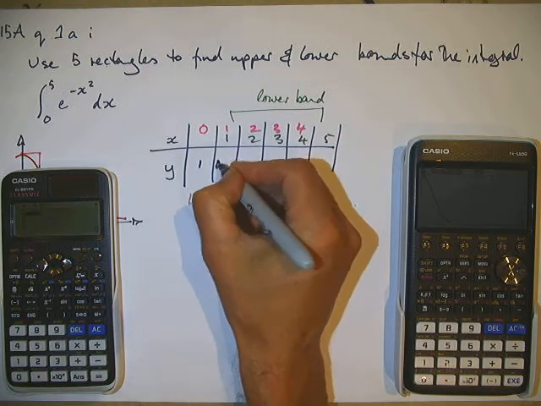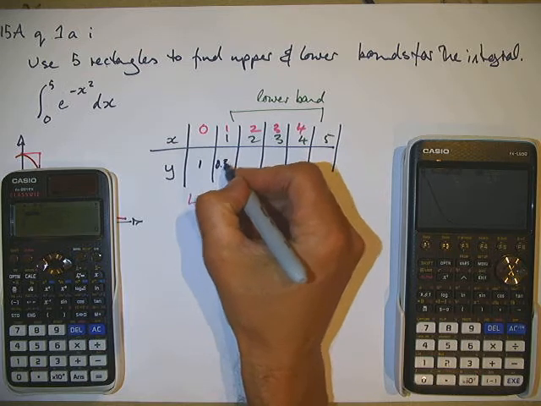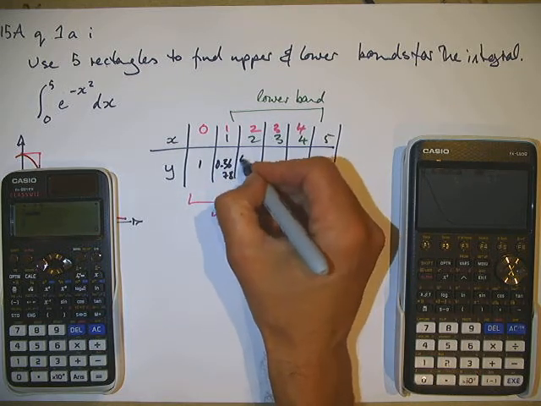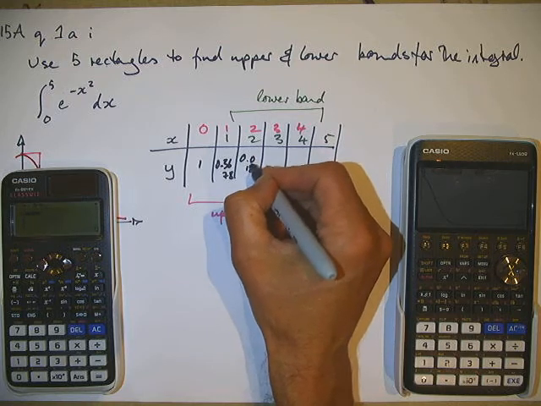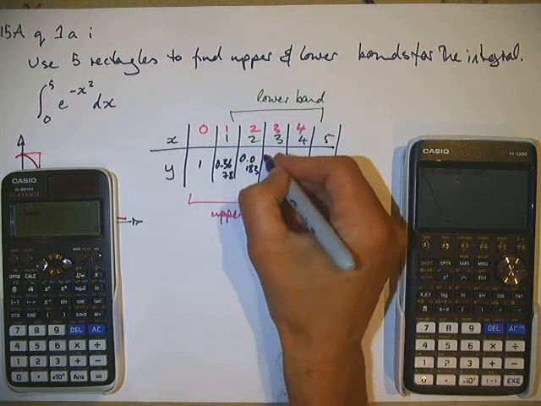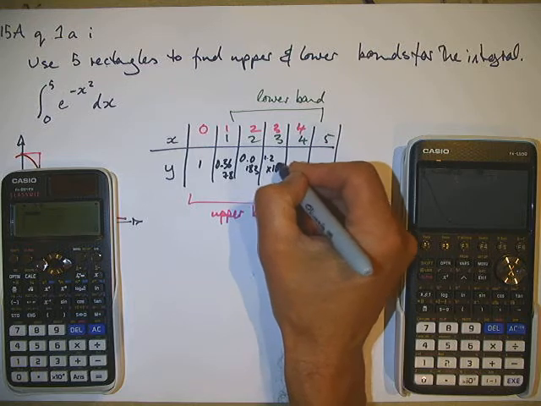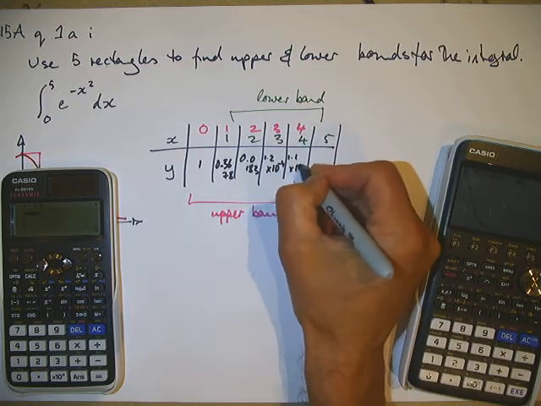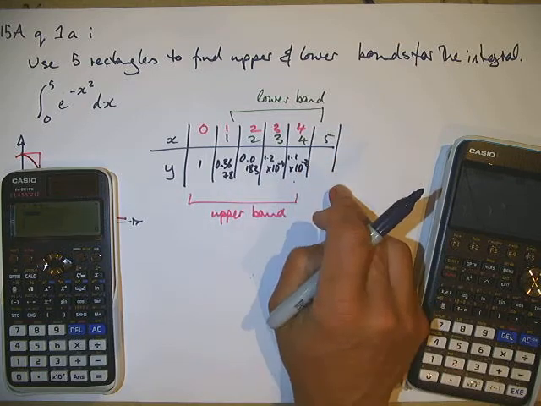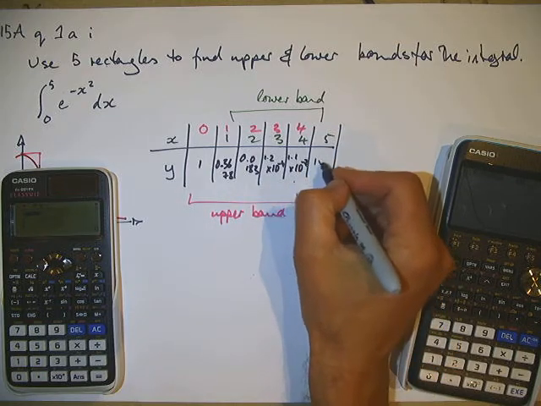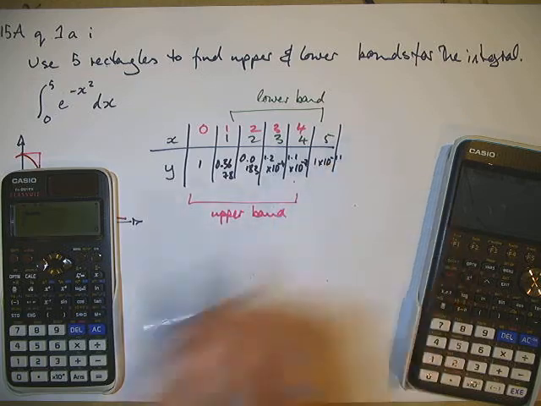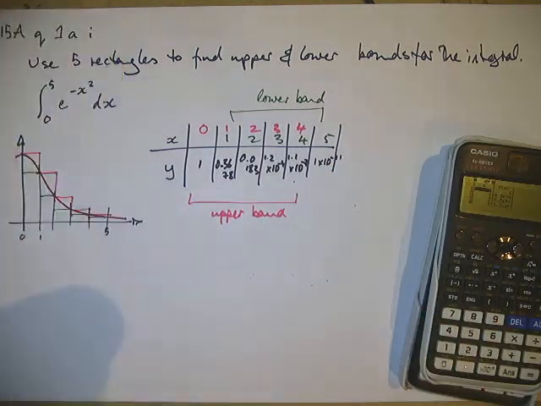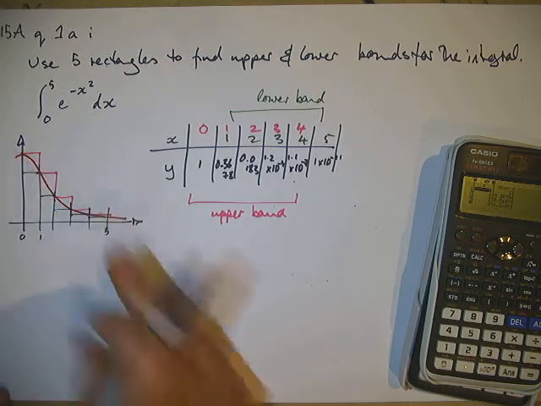So the values are 1, 0.3678, 0.0183, 1.2 times 10 to the minus 4, 1.1 times 10 to the minus 7, and 1 times 10 to the minus 11. Clearly on the exam, draw bigger boxes so they all fit in. Right, how do we then get an estimate of this integral?